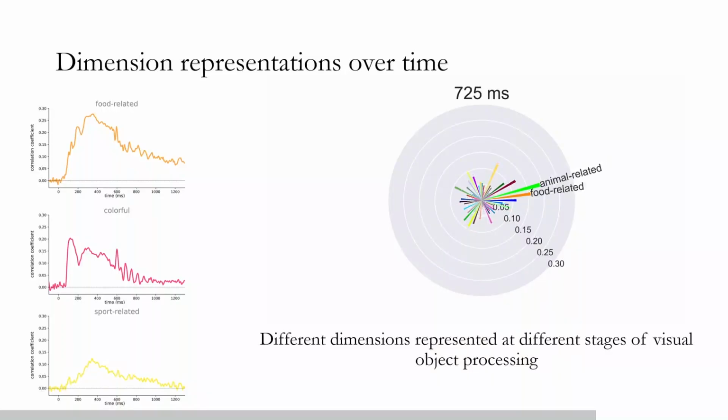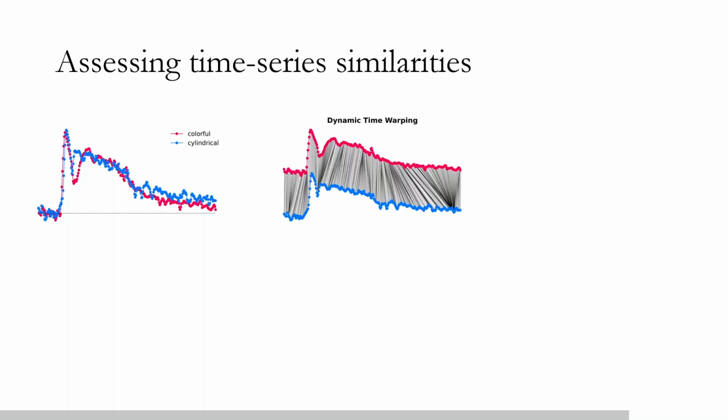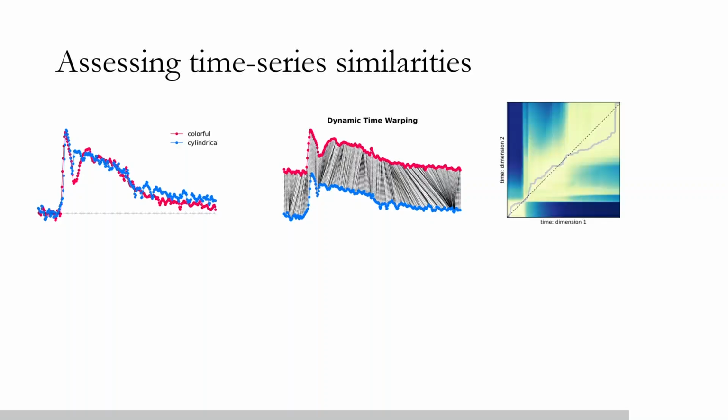To assess which dimension time courses are similar, we wanted to compare them all. Here, I'm just showing you 2 of them: colorful and cylindrical, and already just looking at these, you can see that they are quite similar. We ran dynamic time warping to see how much we have to warp or change one of the time series to make it look like the other one. We can also demonstrate this in this cost matrix. The gray path shows the path of the lowest cost. If 2 time series were completely identical, it would just fall on the diagonal.